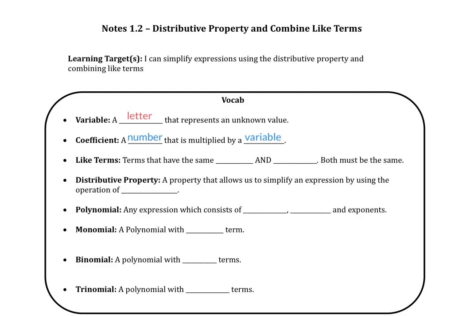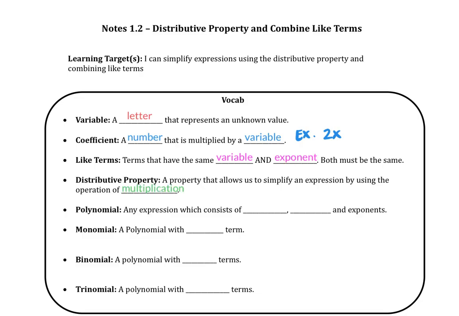A coefficient is a number that's just being multiplied by a variable. So for example, if I give you the expression 2x, 2 is my coefficient. It's being multiplied by the variable x. Like terms are just terms that have the same variable and same exponent. Both must be the same for them to be like terms.